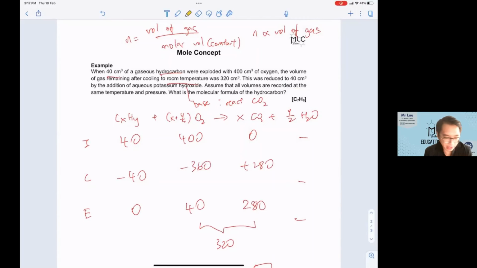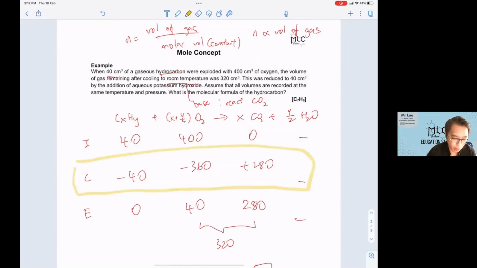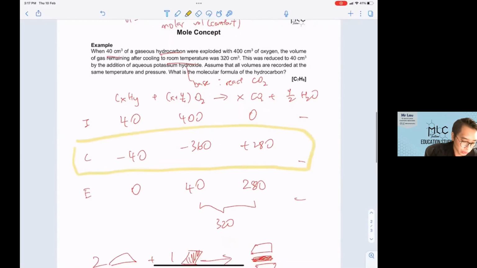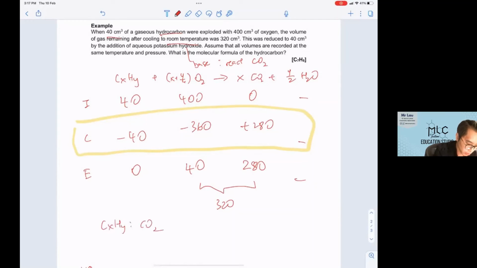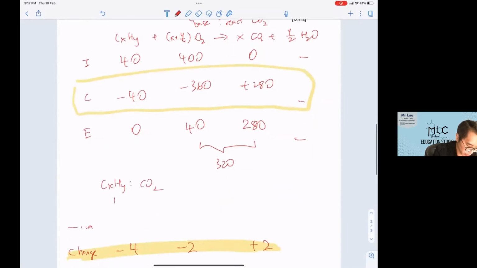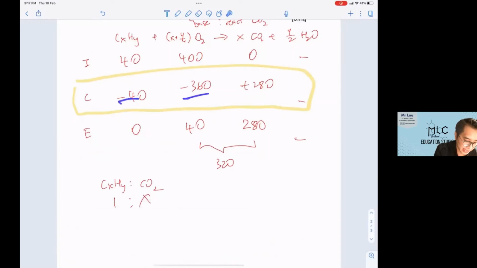So now it comes to our very important conclusion. The C relates to the mole ratio. Okay, the C will follow the mole ratio. So if I continue doing this, let's compare the mole ratio of CxHy to CO2 over here. CxHy to CO2 is 1:X. So we put 1:X. Okay, and based on the C, I can get the mole ratio over here. 40:280, which means 1:7, which means the X is 7.